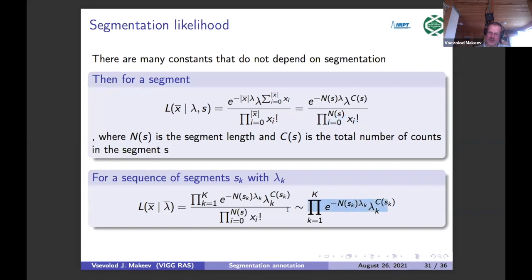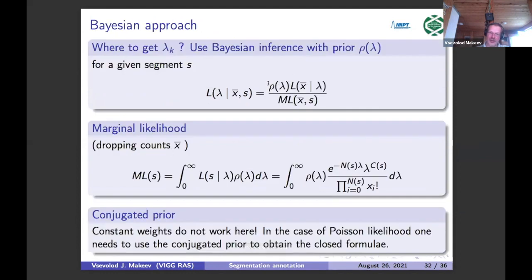So you can obtain this kind of function, and it is not normalized, but you can normalize it because it's again some kind of integral on lambda, and this integral may be taken. This is the likelihood. Again, we have to introduce some kind of a prior, which shows you how often different lambda are found in this task. And you can marginalize using this prior and use this marginal likelihood as an objective function. What's important is that the constant weights do not work here.